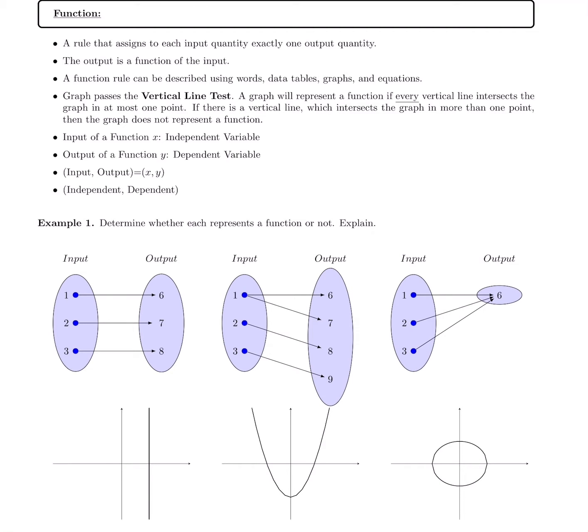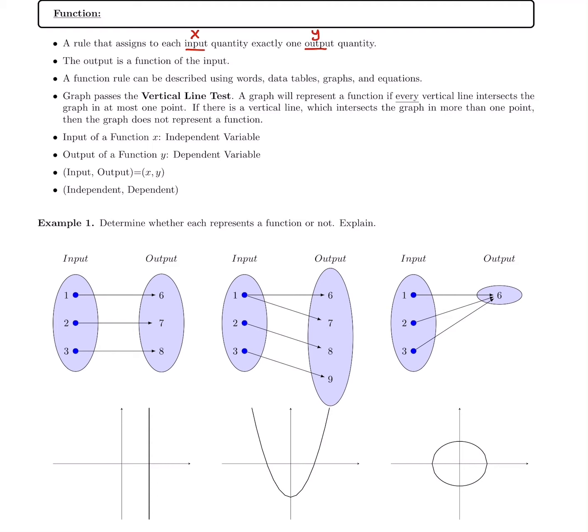Here we're going to be talking about functions. So we want to look at them visually first. In this video, we're going to talk about how a function is a rule that assigns each input to exactly one output quantity. That's what makes it a function. Your input is typically called x and your output is called y.